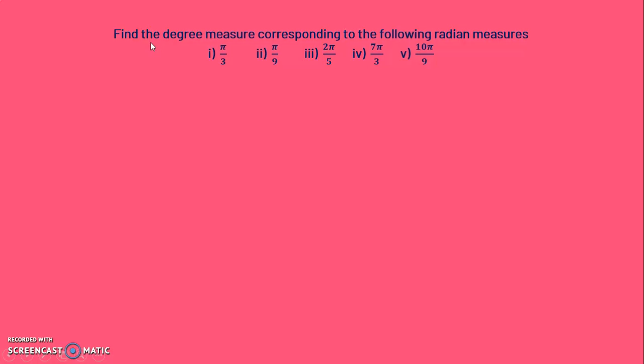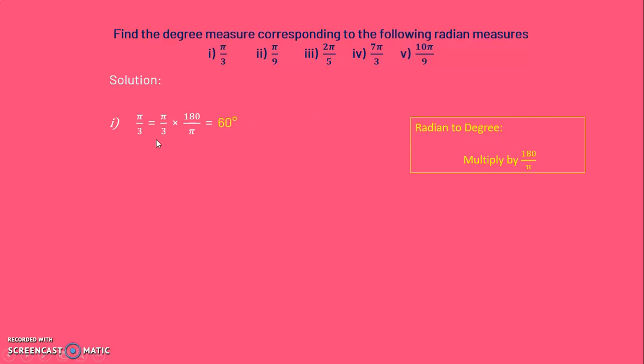And if we are converting radian to degree: find the degree measure corresponding to the following radian measures, that is pi by 3, pi by 9, 2 pi by 5, 7 pi by 3 and 10 pi by 9. To convert these radians into degree measure, there is also a simple step, which is to multiply by 180 by pi. In the previous case, degree to radian, we multiplied with pi by 180, and here we are going to multiply with 180 by pi.